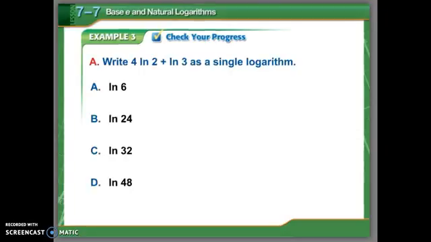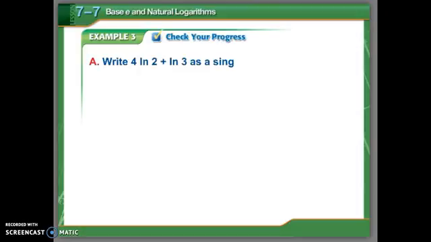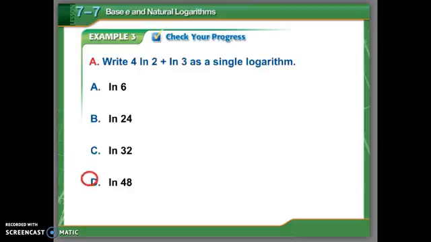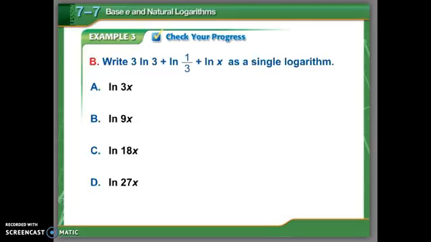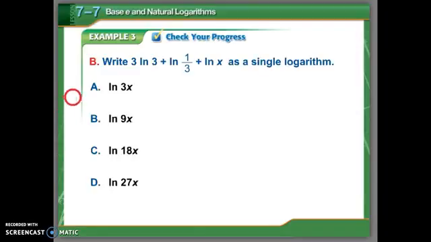Check your progress. We're going to do 4 natural log 2 plus natural log 3, and the answer to that is natural log of 48. And for part B, 3 natural log 3 plus natural log of 1/3 plus natural log of x is going to come out to be natural log of 9x.